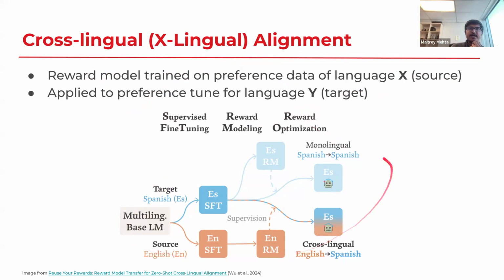So in this diagram, they have this English model. They use an English reward model, trained using English preference tuning data, and they use it to actually align a Spanish instruction fine-tuned model to make it more aligned. So this is basically the setup that they're doing.